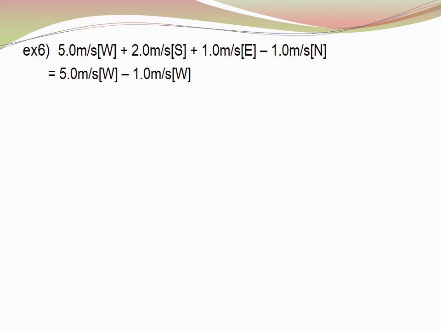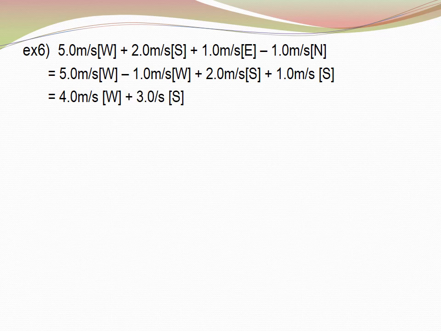Between south and north, south is going to win. So I'll leave 2.0 meters per second south as is, but the negative 1.0 meters per second north will be turned to positive 1.0 meters per second south. So 5 meters per second west, subtract 1 meter per second west will give me 4 meters per second west. And 2 meters per second south plus 1 meter per second south will give me 3 meters per second south. And then this turns into the exact same question we had before.